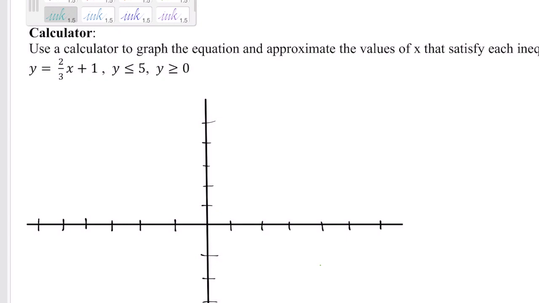So we're going to graph all 3 of these. We've got an equation and 2 inequalities. I'm going to graph my equation first, starting at +1 for my y-intercept. And I'm going up 2, and to the right 3 for my positive slope. Same as going down 2 and to the left 3.